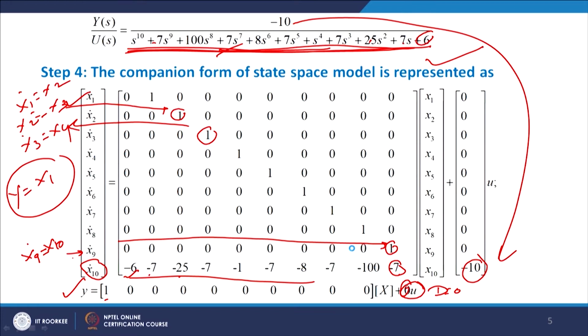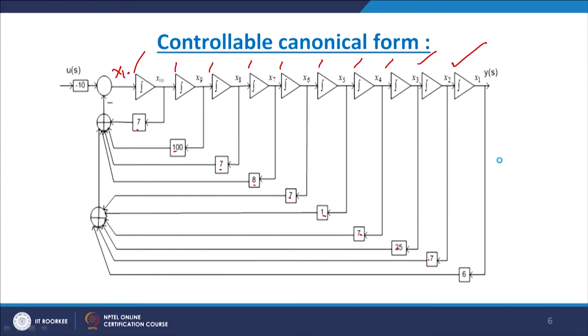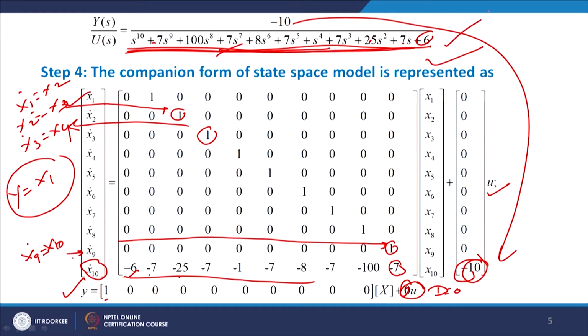And what about this, y equals x1? Here x1 we have shown, and about u, x10 dot equals minus 10 into u. So, it has been shown like this. So, Y(s) by U(s) is nothing but these particular equations.